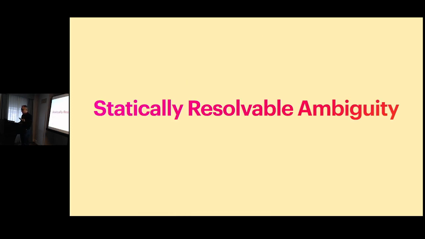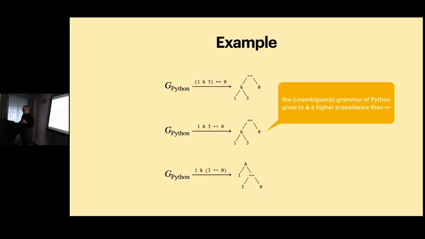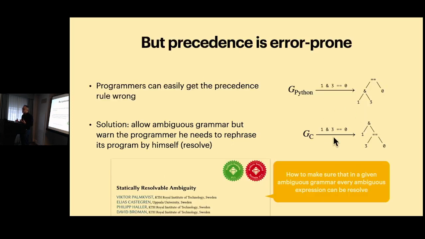Last, it's about parsing. The idea is, generally, you learn that you should not use ambiguous grammar when you do parsing, except that, so it's an example in Python. This is not ambiguous because the grammar in Python has precedence. But the problem is that C uses another precedence, and nobody remembers what is the precedence of these operators. So maybe another approach is to allow ambiguous grammar, but make sure that the programmer will always be able to resolve the conflict. And this is explained in this third paper about parsing.